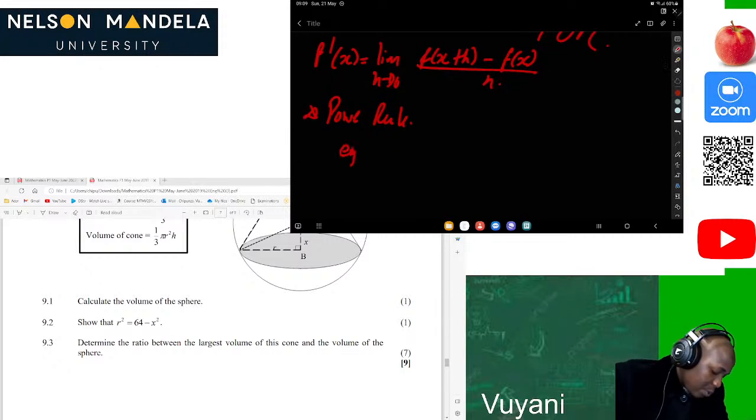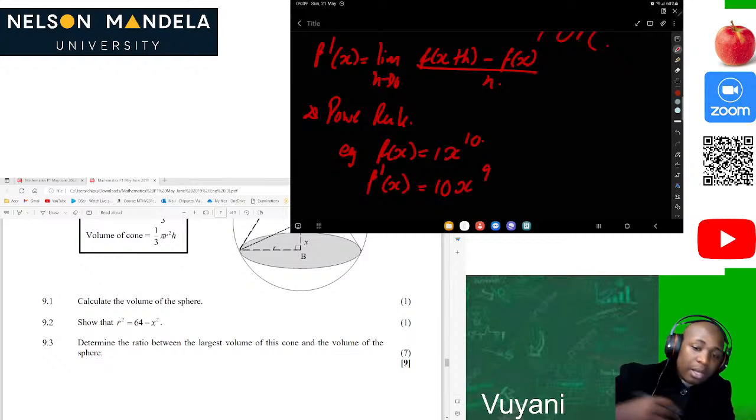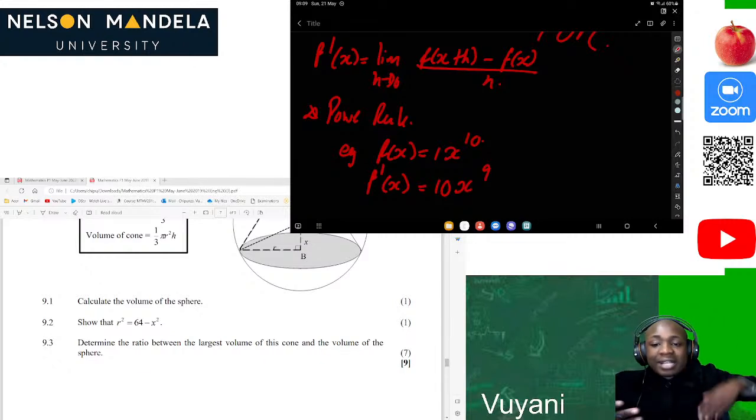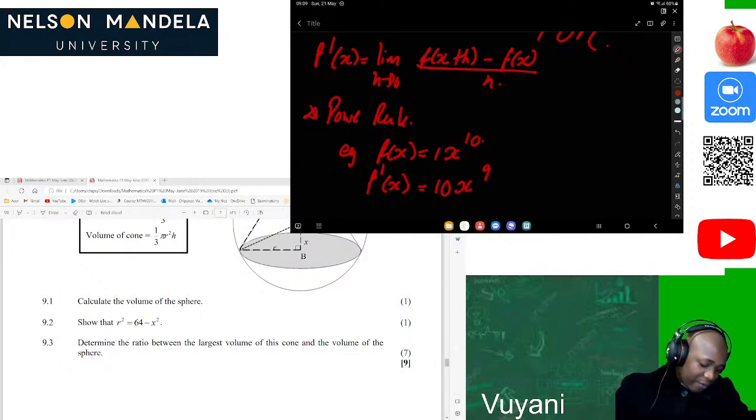For instance, if we are given f of x equal to x to the power 10, then f prime of x will be equal to 10 times x to the power 10 minus 1, which is 9. This is the power rule, and we apply it in order to solve fast, because solving using first principles takes a lot of time. Using this straightforward power rule makes everything short. Okay, now let's get down to the business of the day, which is question number 9.